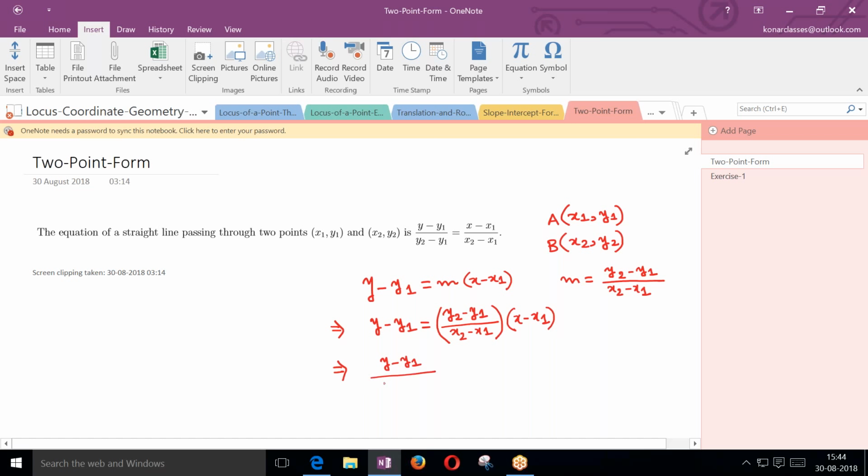y minus y1 divided by y2 minus y1 is equal to x minus x1 divided by x2 minus x1. So this is the required equation of the straight line passing through two fixed points x1 comma y1 and x2 comma y2.